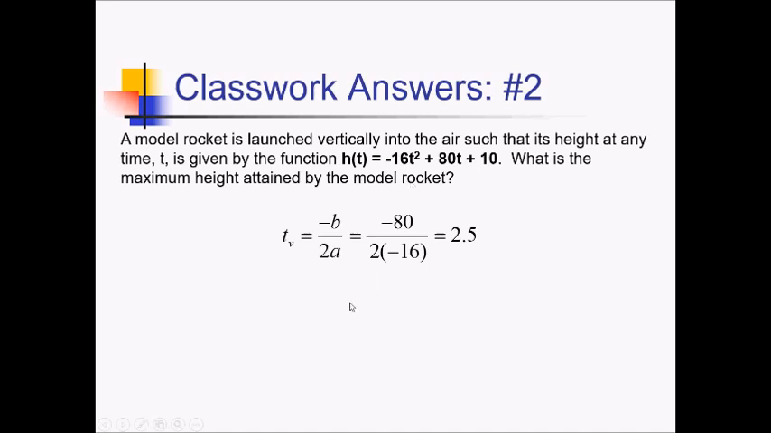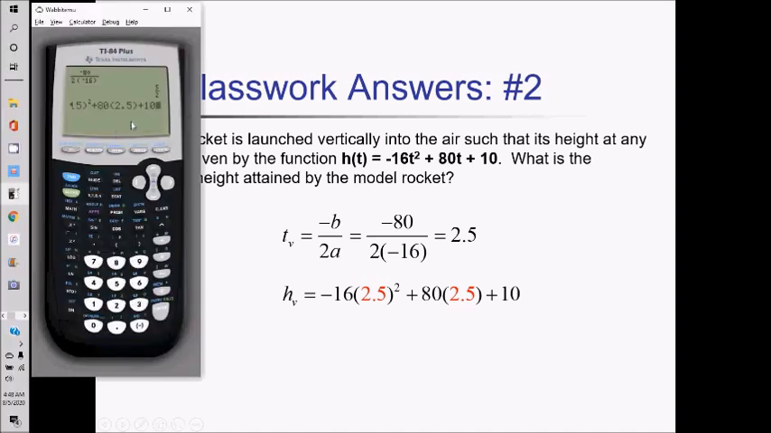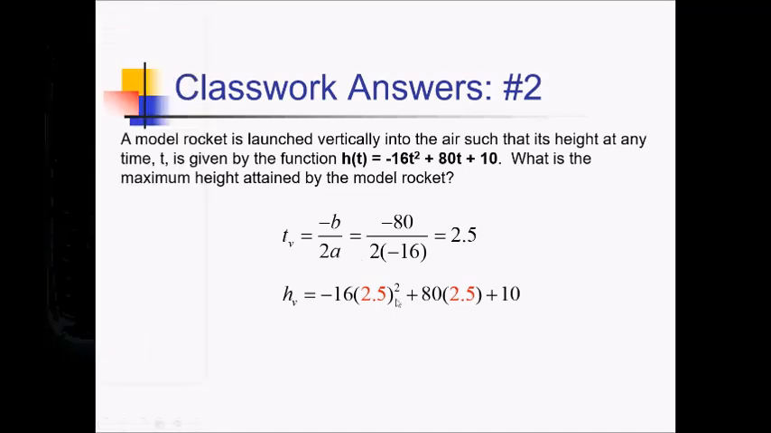So that's going to be negative 16 times 2.5 squared, and all the rest of this with 2.5 plugged in for t. Let me use the calculator again for this part. So plugging all that in on the calculator, I end up with 110. And again, no time units, so that is just the answer.